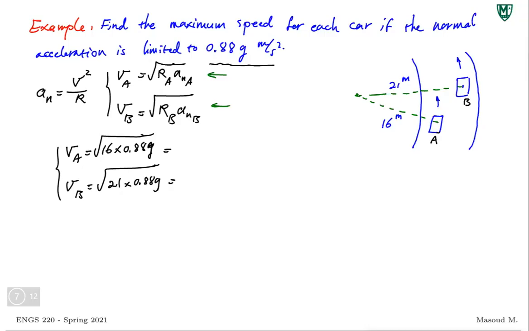If you do the first multiplication, this should give you 11.75 meter per second, and the second one should give you 13.46 meter per second. That's pretty much it. That's a short example I wanted to show.